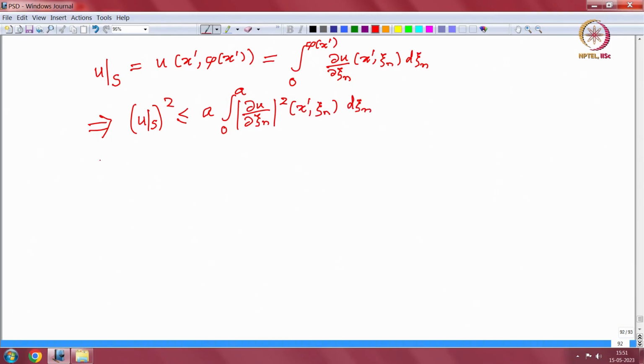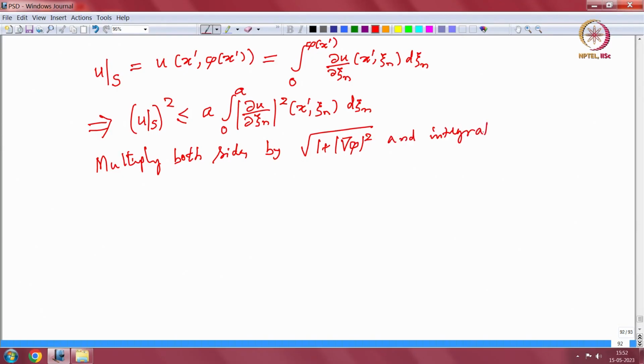Okay. So, now multiply both sides by that factor, in order to get the surface measure: 1 plus grad phi squared, and integrate over D, the projection of S. So, by definition, the left hand side will be the L2 norm of u on S squared, which is less than or equal to, let me write everything as a constant, C times the H1 norm of u on omega squared.